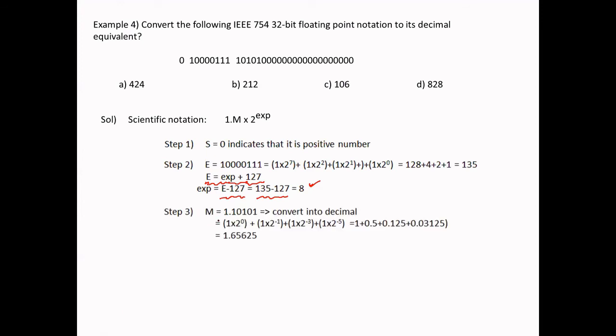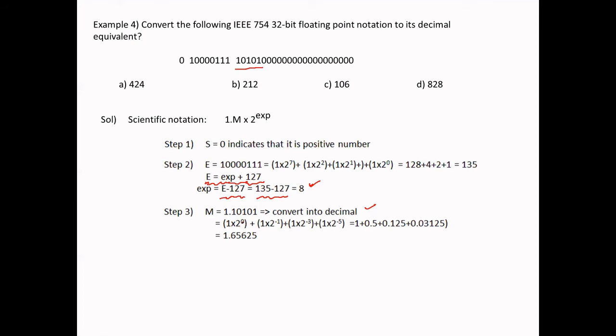Now the mantissa. You come here, what is the mantissa here? 10101. Yes, the 1 is implicitly there, that's why 1.10101. Now convert into decimal.